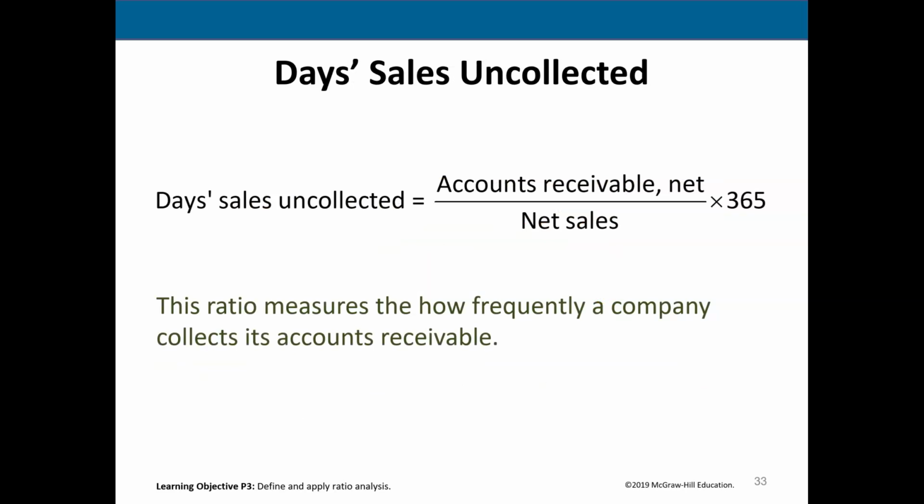Days sales uncollected. Take accounts receivable net and divide it by net sales. And then that answer, multiply by 365. Because the ratio here measures how frequently a company collects its accounts receivable. This says days sales uncollected, so your answer is going to be in days. That's why you multiply it by 365.